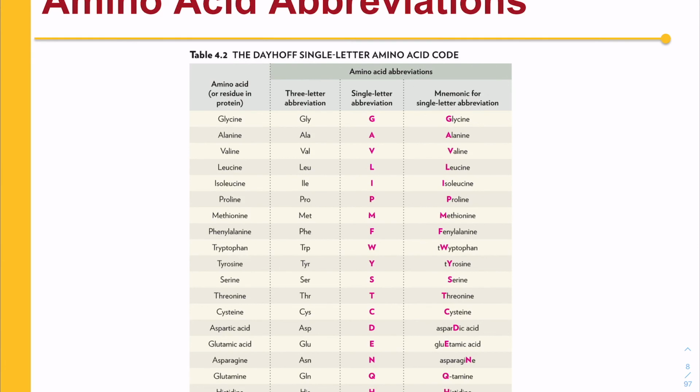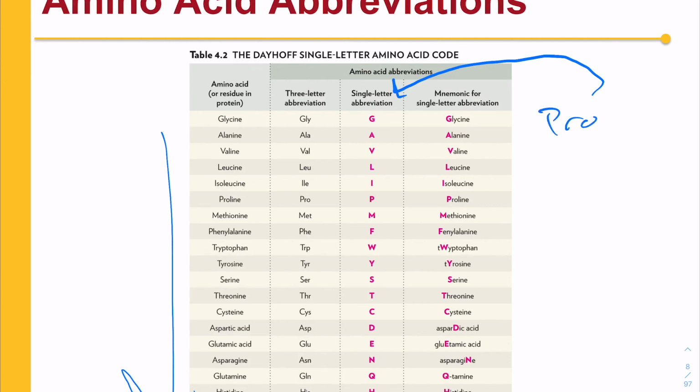So this is a list of the 20 amino acids here. This is the three-letter abbreviation, which should be relatively obvious: serine, SER, cysteine, CYS, and then this is the single letter abbreviation. The single letter abbreviation is very useful, and that's what you'll see in protein structures or protein sequences and things like that for the most part, because obviously it's only one character.